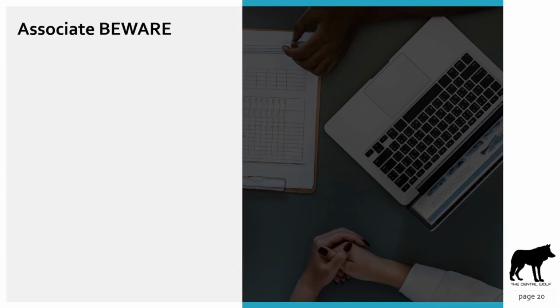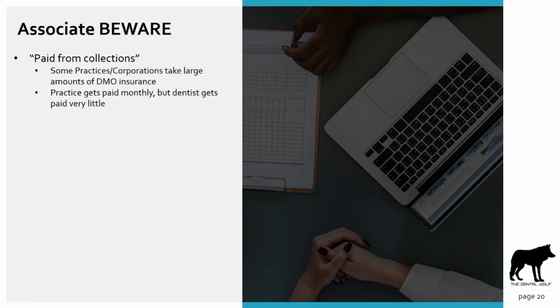So kind of some words of warning about insurance. First of all, if you are associating somewhere, you have to be super careful on how your contracts are worded. And the reason is this. Let's say your contract has in there, paid from collections. So it might be like 30% paid from collections. Well, some practices or corporations take a large amount of DMO insurance. So the practice will get paid monthly, but you as a dentist will get very little of what comes in.